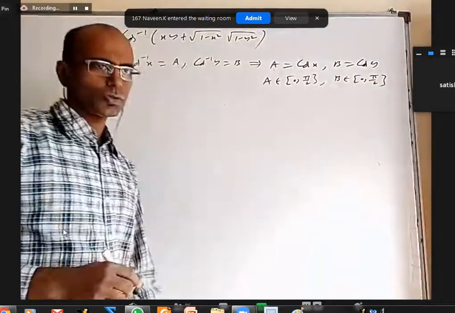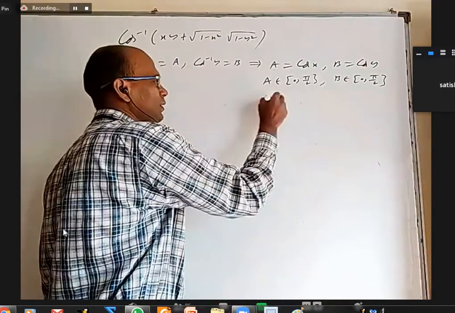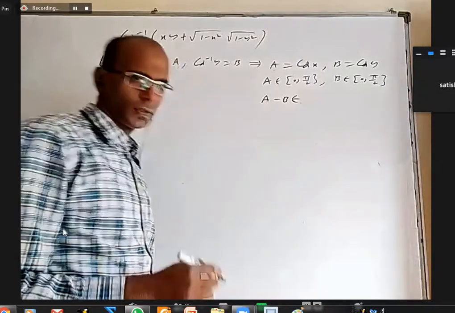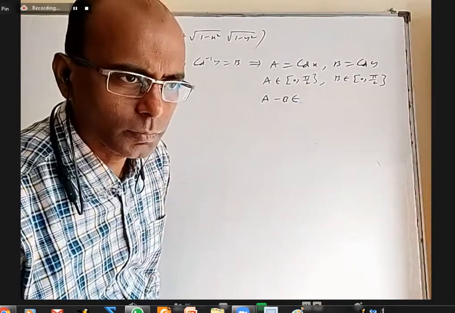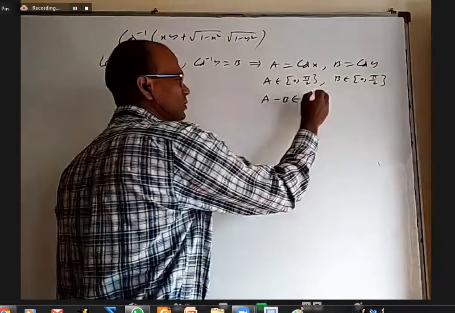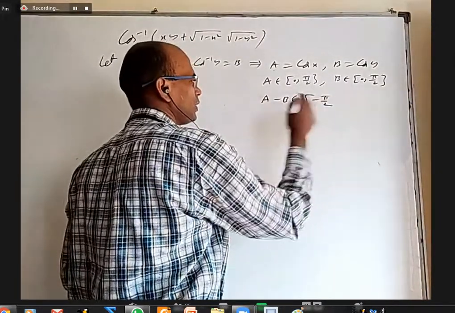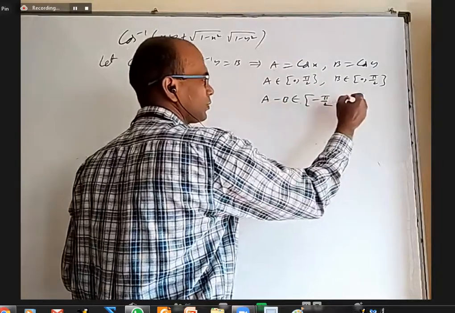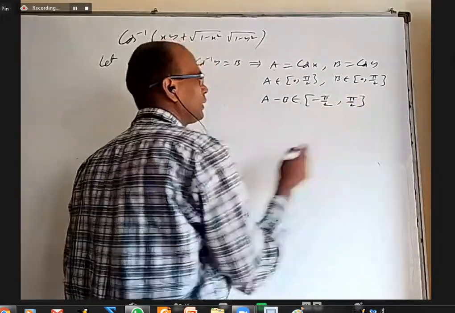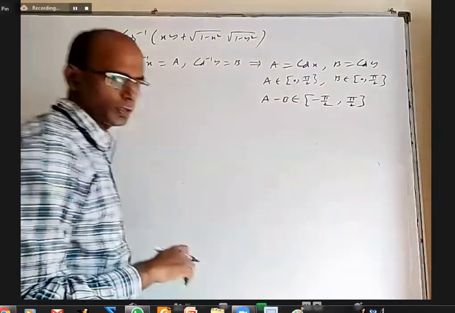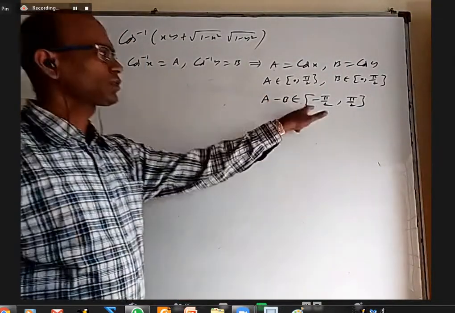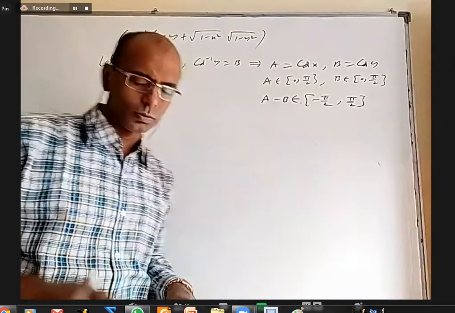If a and b belong to 0 to pi by 2, a minus b will belong to what? Anybody want to tell? You take this maximum minus this minimum, will get plus pi by 2. When this is pi by 2 and this is 0, we get plus pi by 2, and when this is 0 and this is pi by 2, we get minus pi by 2. But that is not the principal value range for cos, so you have to take two parts.